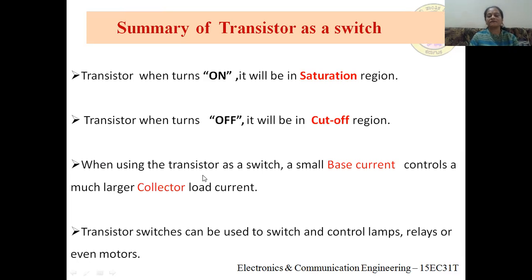So in general, when we use a transistor as a switch, a small base current controls the collector current, the load current. The load is nothing but a bulb or any motor that you connect. So the base current controls the collector current, which in turn controls the load current. So when we use a transistor as a switch, it is operated between the saturation region, that is on, and the cutoff region, either saturation or cutoff, on and off. In this way, the transistor works as a switch.